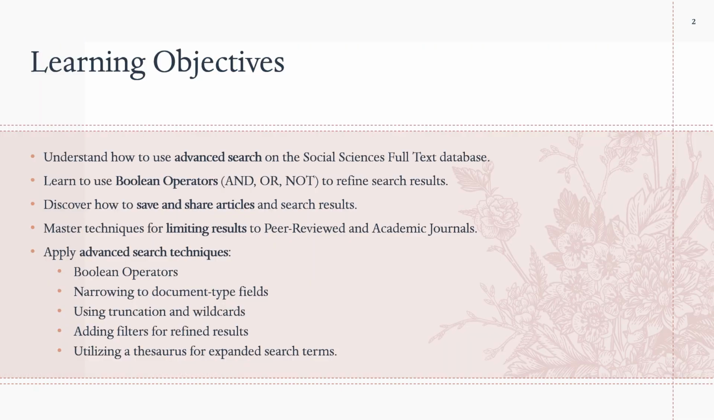Now the learning objectives for this tutorial is to understand how to use advanced search on a social science full text database, learn to use Boolean operators like and, or, not to refine search results, discover how to save and share articles and search results, mastering techniques for limiting results to peer review in academic journals, and applying advanced search techniques: Boolean operators, narrowing to document type, fields using truncations and wildcards, adding filters for refined results, and utilizing a thesaurus for expanding search terms.